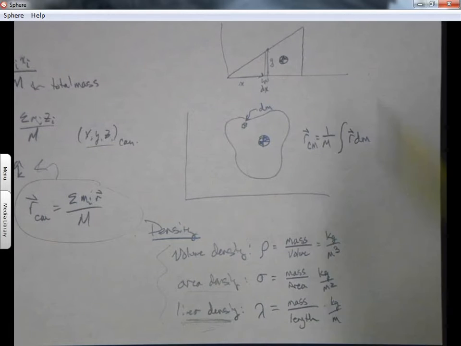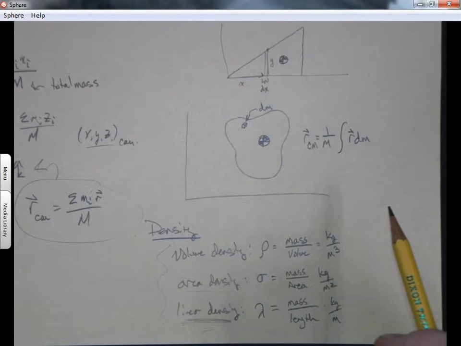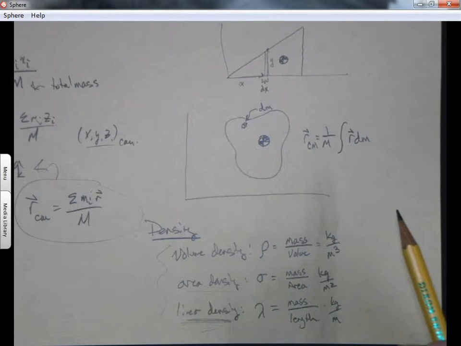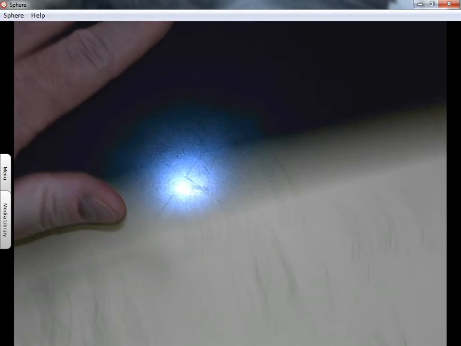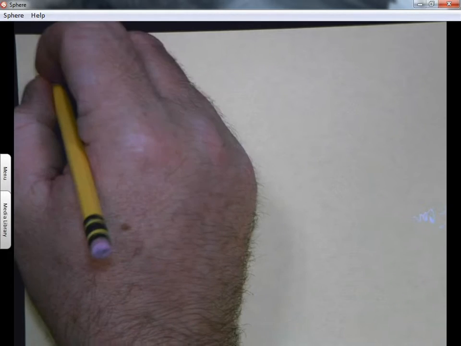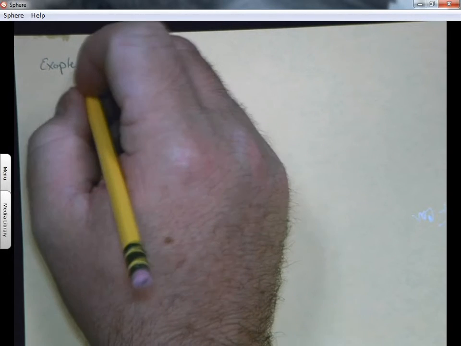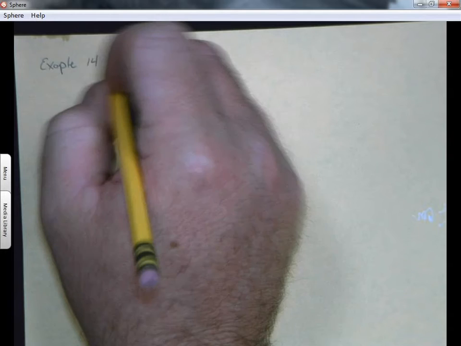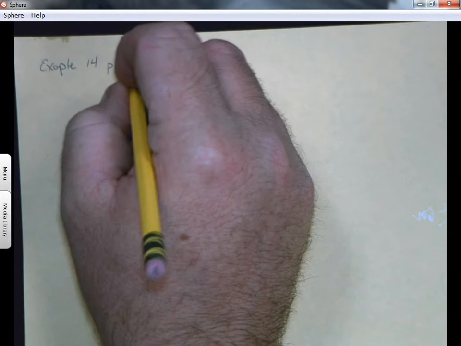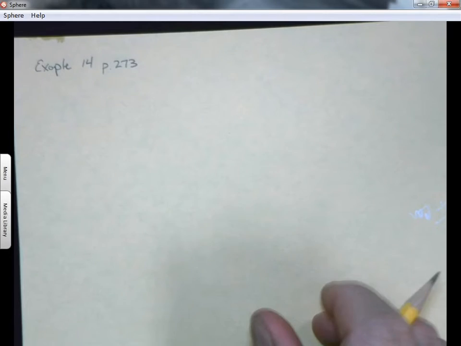Okay, so this is the idea, but I'm going to give you guys a couple of examples to show you really how we use this. So this is how we do it. The first thing I'm going to give you is example number 14 on page 273.